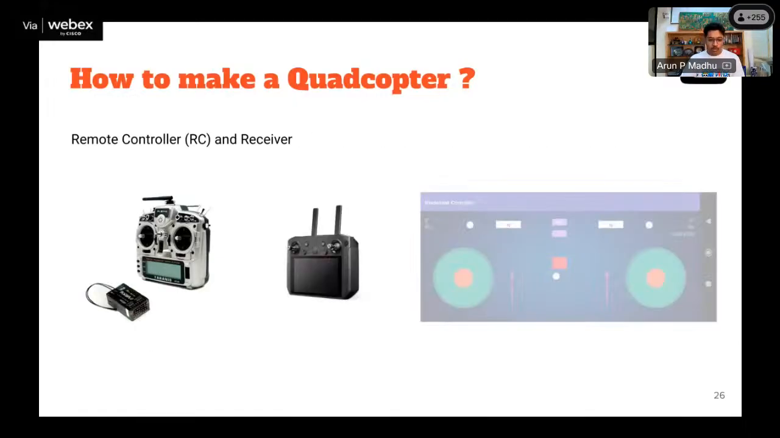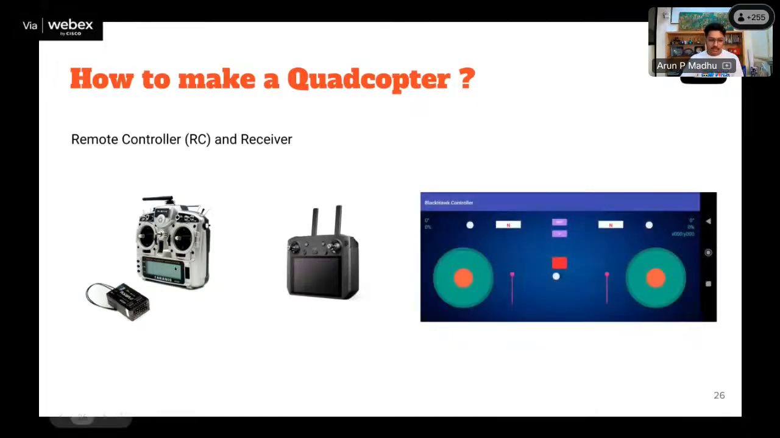When we come to remote controls, basically this is the remote control used by drone enthusiasts who build their own drones. This is used to control the throttle and yaw. Then you can control pitch and roll using these sticks. There are many switches to control other functions. This is the remote controller, and this is the receiver that we attach on a drone.